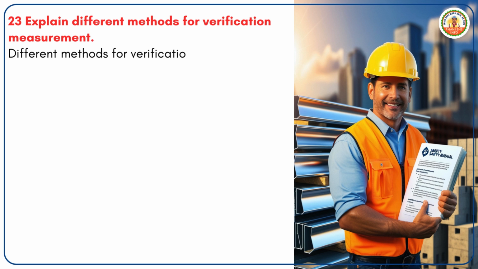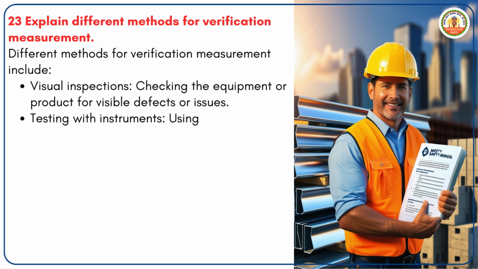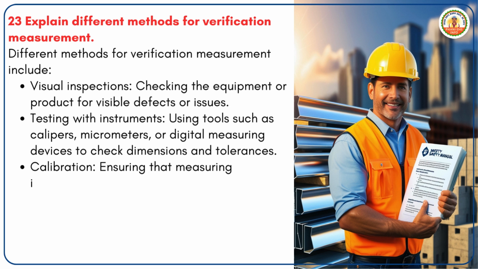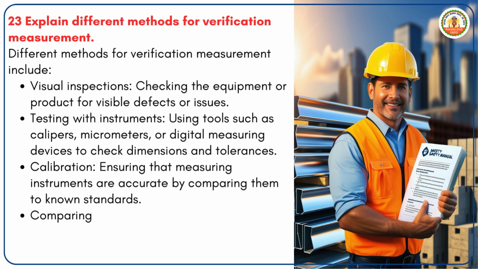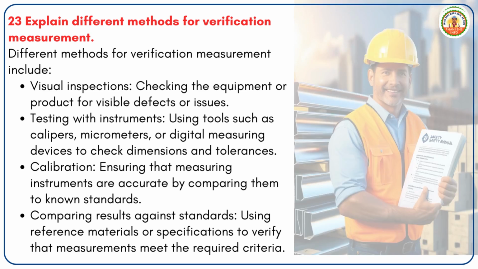Different methods for verification measurement include visual inspections, checking the equipment or product for visible defects or issues. Testing with instruments, using tools such as calipers, micrometers, or digital measuring devices to check dimensions and tolerances. Calibration, ensuring that measuring instruments are accurate by comparing them to known standards. Comparing results against standards, using reference materials or specifications to verify that measurements meet the required criteria.